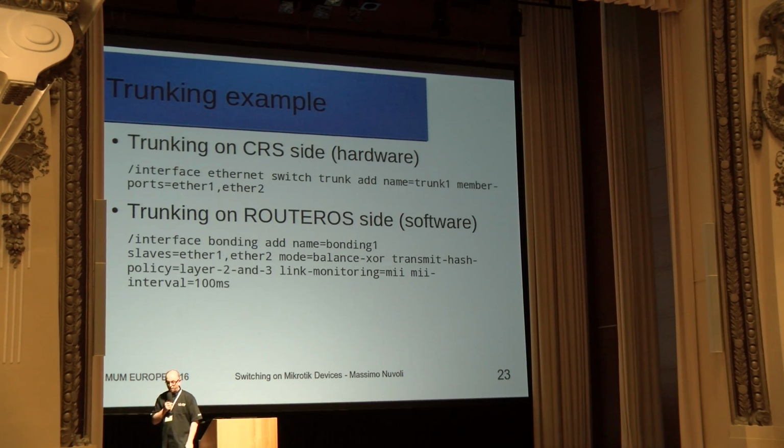I put only comments about this, but it's just to explain the complexity of the configuration of the trunking in a CRS device. The same thing is possible to do in a normal device that has a normal switch that can't do trunking in hardware. So you must do this with bonding, and you must do it with this command. It's very complex.